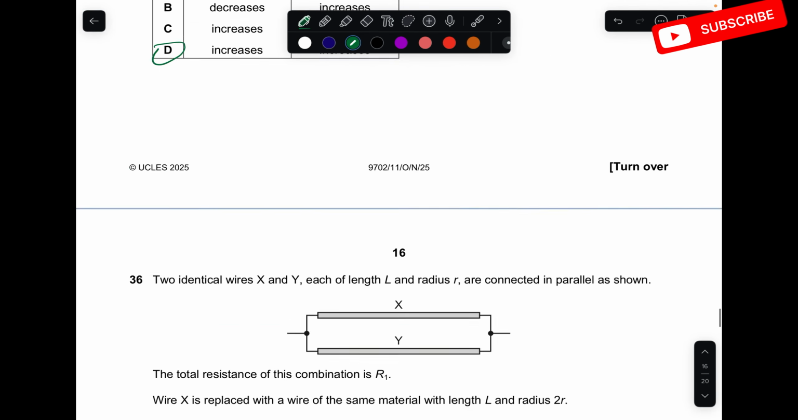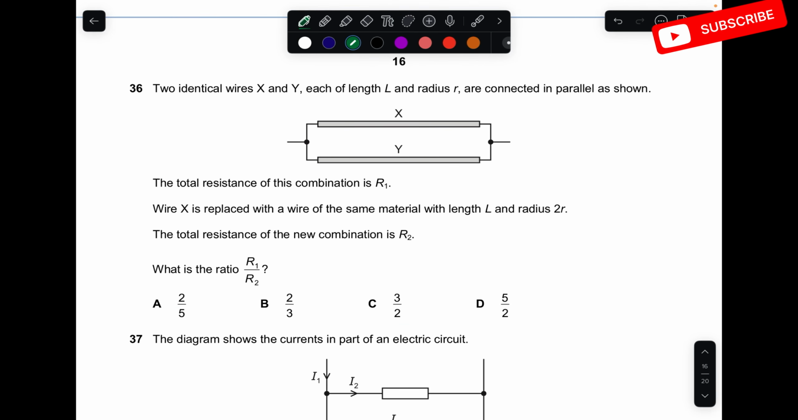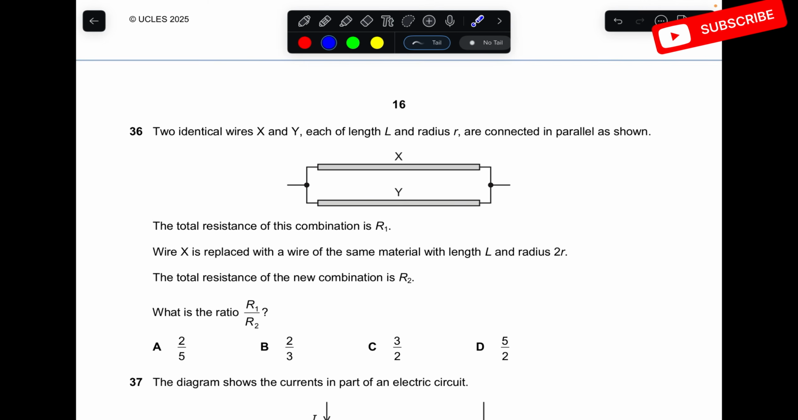Question 36. Two identical wires X and Y, each of length L and radius R, are connected in parallel as shown. The total resistance of this combination is R1. Wire X is replaced with the same material of length L and radius double. You have to find the ratio.